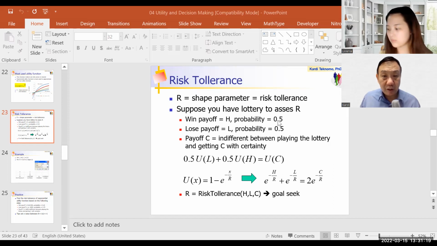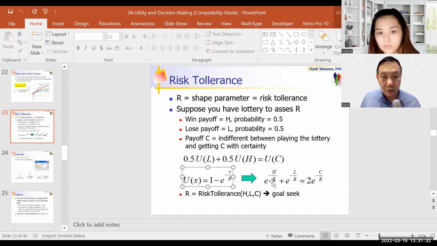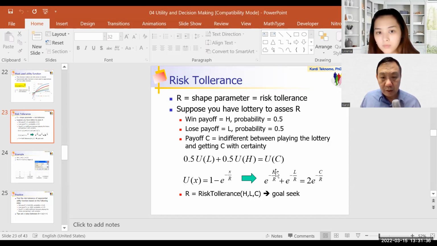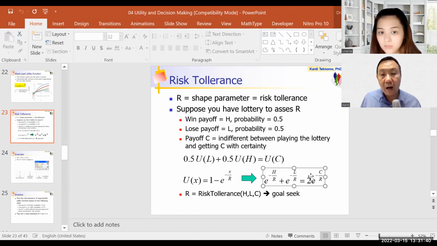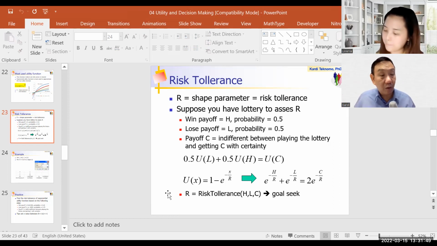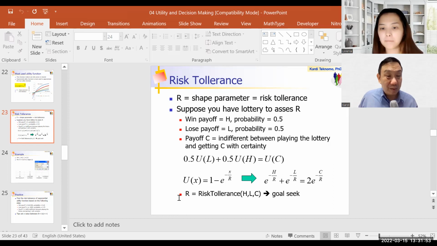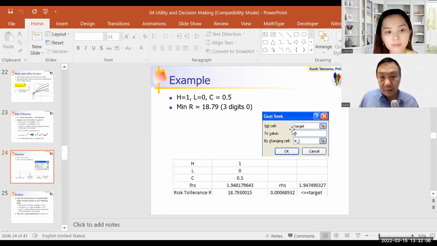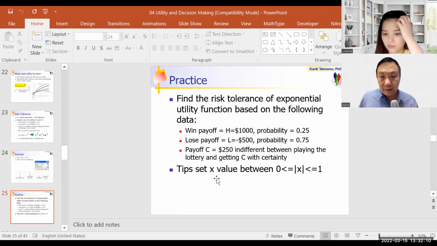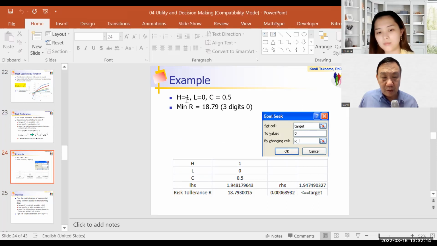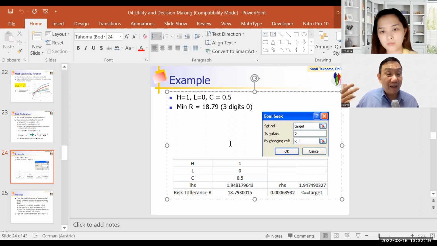If the probability is 0.5, 0.5, then you use this formula. Because utility is given by this formula, you just input. Using this new formula, the only thing that you don't know is R. So you can use Goal Seek to get the R, or you can derive using ln, just the logarithm of this. Using Excel, you just use Goal Seek, then you can find the R. In this example, I give you 1 and 0 and 0.5, the probability is exactly 0.5, so easy.